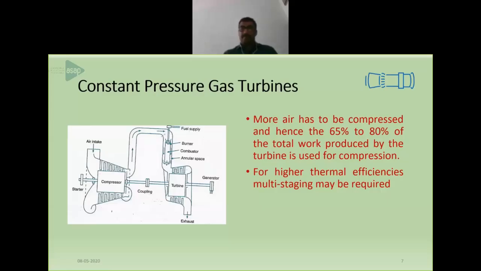Here you can see the coupling between the compressor and the turbine. One thing you have to understand is that you have to pass more air for cooling purposes also. So 65% to 80% of the total work produced by the turbine is used for compression. So the net work output from the turbine system will be less. For higher thermal efficiencies, multi-staging is also practiced.